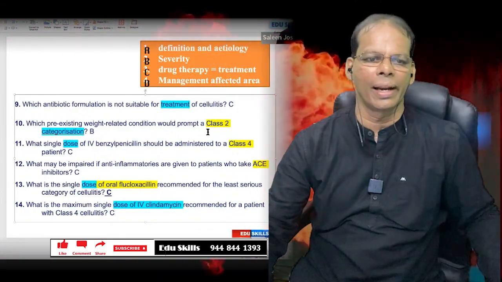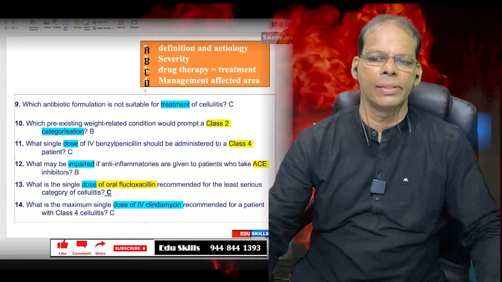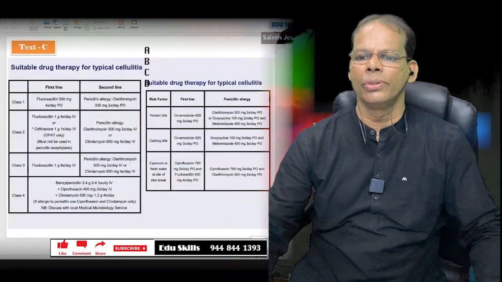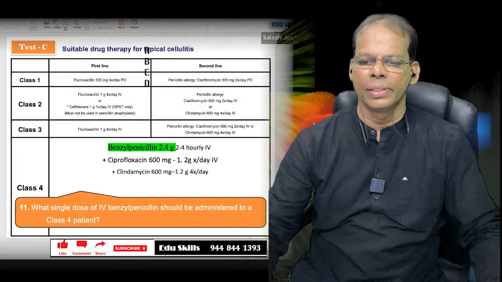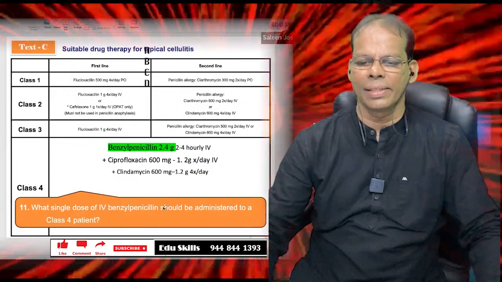Here, let's check whether they are right. First one is C. Yeah, here is the text C. So we go to class. Okay, what is the class? See what single dose. And class is given class 4.